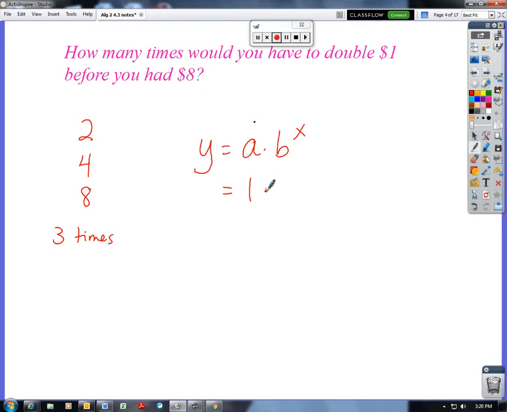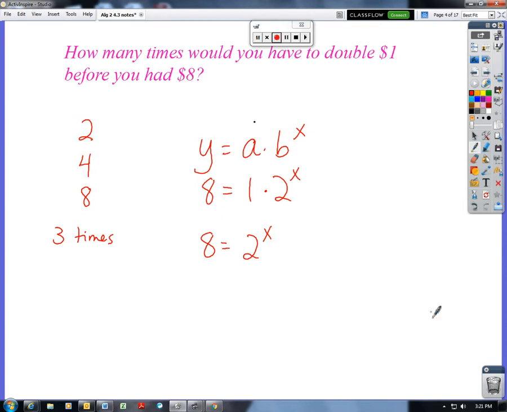And b is the base. When you double, the base is 2. If you were tripling, the base would be 3, and so on. It says how many times would you have to double it. The x is the number of times, and the y is the final amount at x times. So the final amount in this case is 8. If I simplify this a little bit, 8 equals, I don't need the 1 because 1 times 2 to the x is still 2 to the x. And I get this equation.